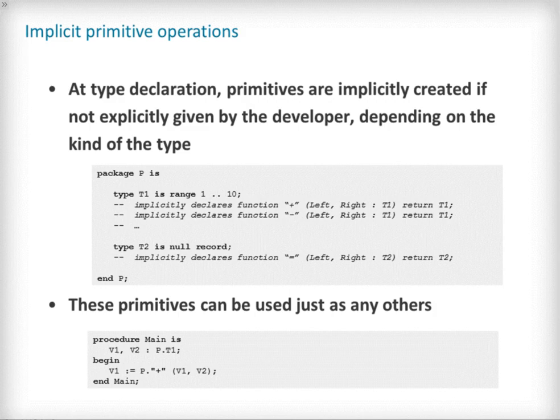It is possible for the compiler to implicitly create primitive operations for a type depending on the kind of the type. Here we see a numeric type T1 with a range 1 to 10 that would cause the compiler to generate at least the add and subtract primitive operations. Similarly, for the record type T2, there is an implicit declaration of the equality operation. These primitives can be used in exactly the same way as developer declared primitive operations using the fully packaged qualified operation name, or by having a use clause for the entire package.